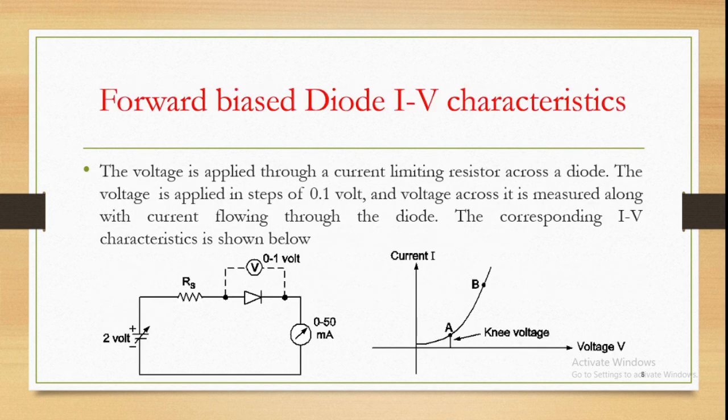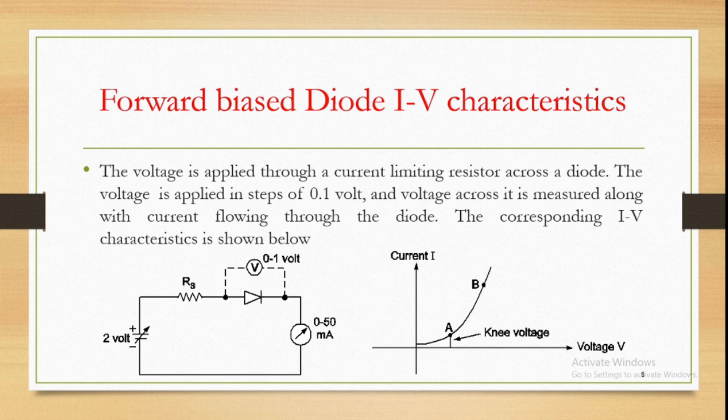Now look at the forward bias characteristic of a diode, where a 2 volt battery is connected and voltage is applied from 0.1 volt, 0.2 volt up to 2 volt. The voltage is applied through a current limiting resistor across the diode. In steps of 0.1 volt, the current flowing through the diode is measured. The corresponding IV characteristics will be shown.